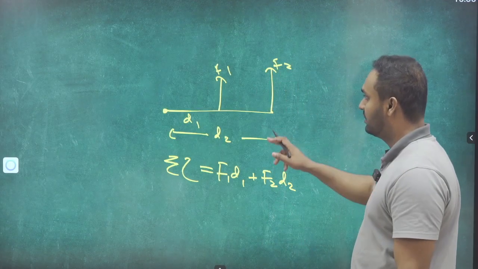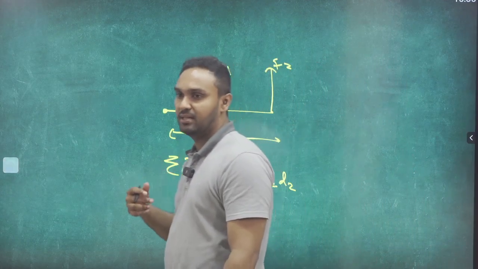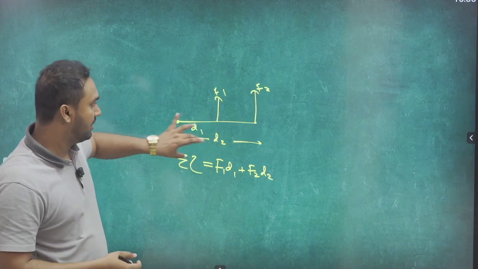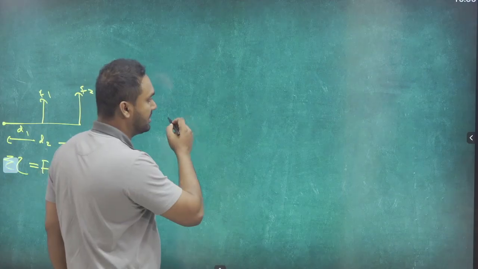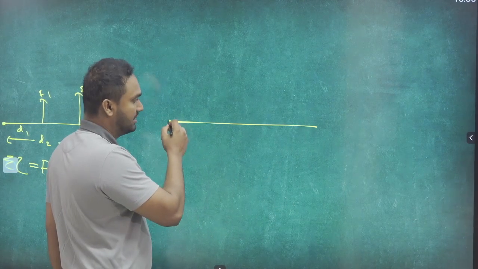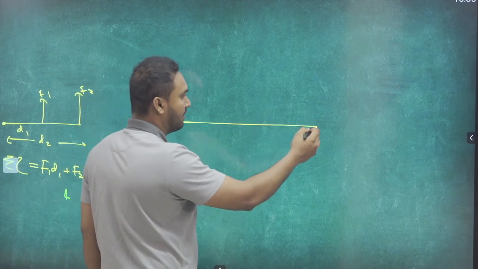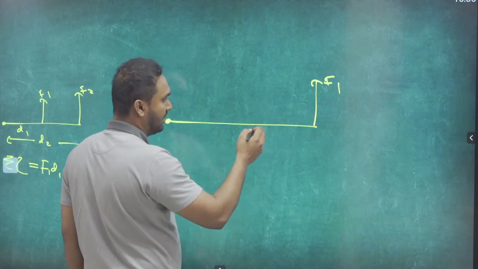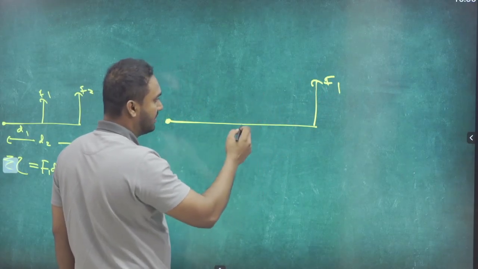Right. So when two torques are towards the same direction, you add them together. And what if two torques are acting opposite to each other, like this? Now this is the pivot point. One force is, let's say, F1 acting upwards, the other one is acting downwards.